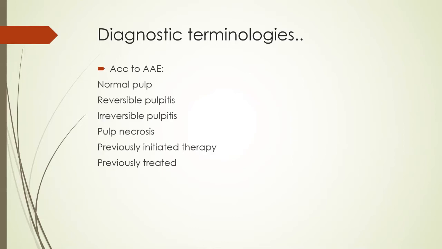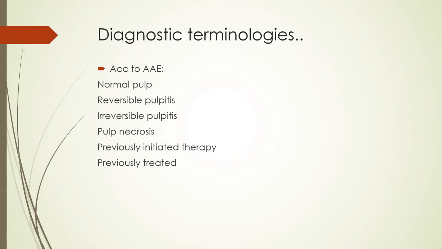We have the Grossman classification. They are all based on the histological features of a pulp. But when the patient comes to the clinic, he gives some history. Depending upon the history, the AAE has categorized the pulp into various categories. It can be a normal pulp. And then the inflammation of the pulp can be categorized as reversible and irreversible depending upon the symptoms and various examinations. Then there is a condition that is necrosis, that is the death of the pulp. Then 2 terms have been added, that is previously initiated therapy and previously treated tooth.